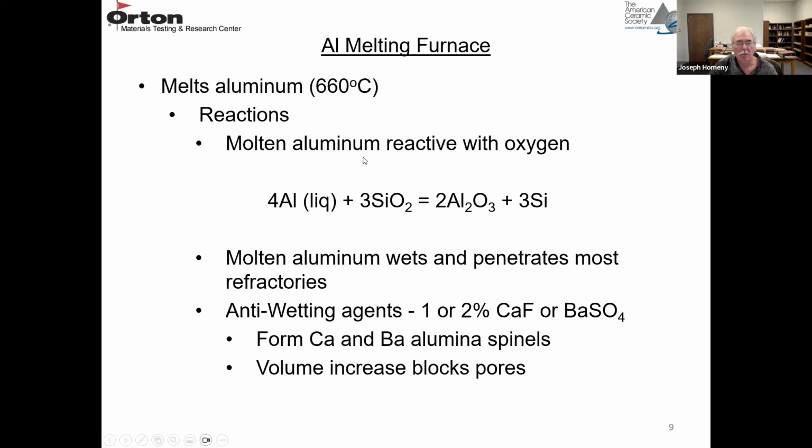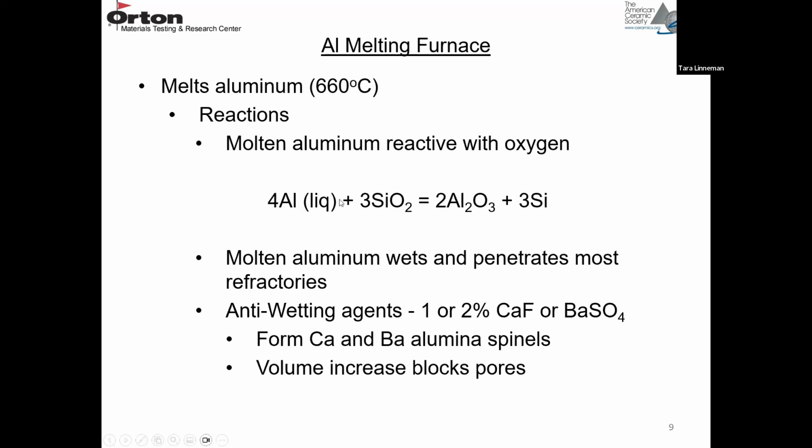So molten aluminum is very reactive. So here's an example, aluminum liquid plus SiO2 forming Al2O3 plus Si. And this would be liquid Si, the metallic form.